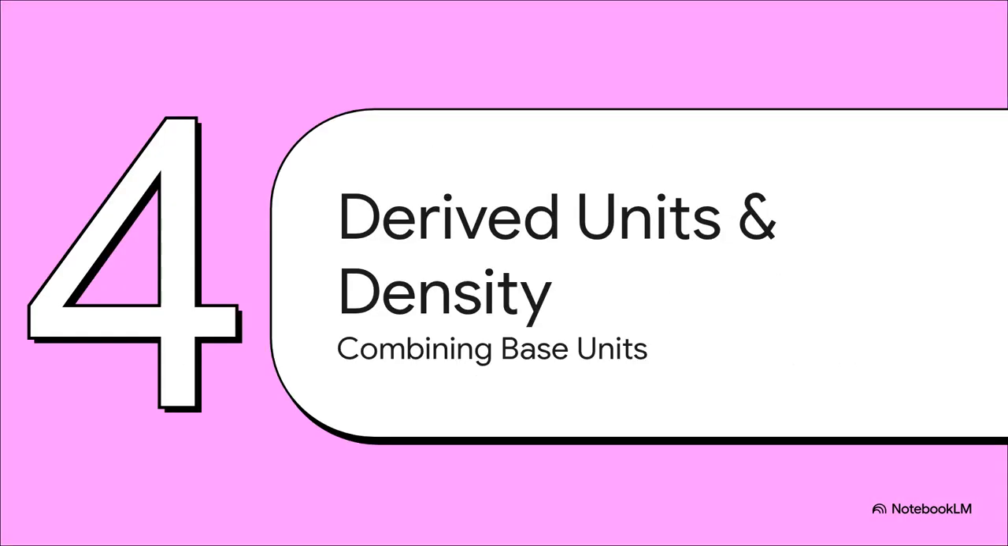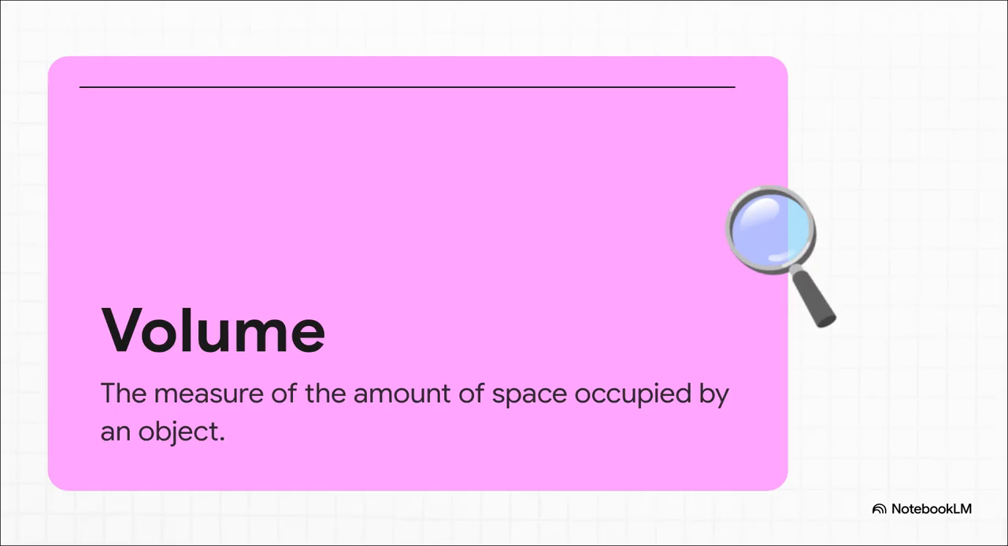Which brings us to our final section, Part 4, derived units and density. So far, we've got our base words and our prefix modifiers. Now we're going to mix them together into compound phrases, which scientists call derived units. Since we're combining units now, we need a new word. That word is volume, volumen. Volume simply measures the amount of three-dimensional space that an object occupies.